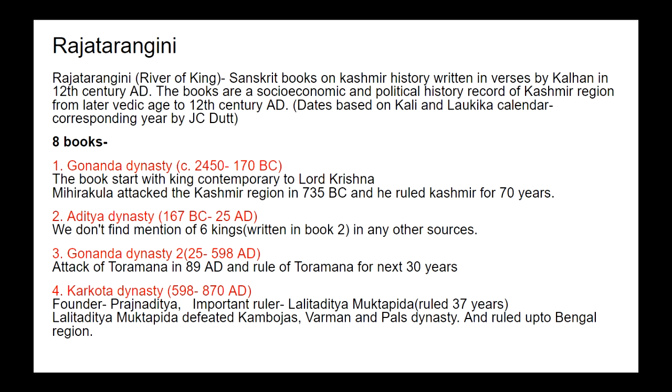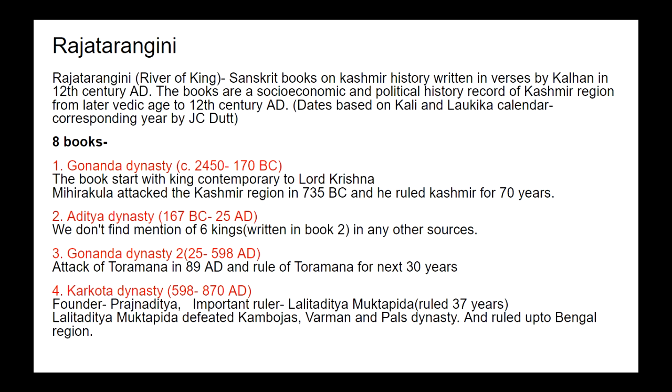Then the third book is Gonanda dynasty 2, and it ruled from 25 BC to 598 AD. In this book, Kalhan describes the attack on the Kashmir region by Toramana in 89 AD, and then Toramana ruled the Kashmir region for the next 30 years.